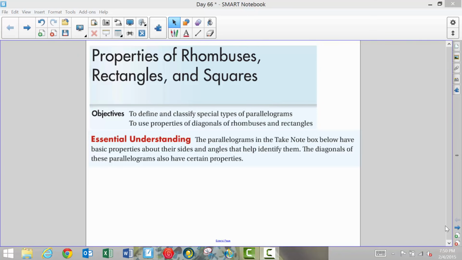Today's lesson will be the properties of rhombuses, rectangles, and squares. The objective is to define and classify special types of parallelograms and to use properties of diagonals of rhombuses and rectangles. So you have to know that your rhombus, rectangle, and square is also a parallelogram. So you're going to have the properties of parallelograms and more properties.